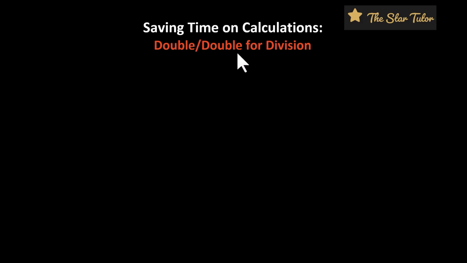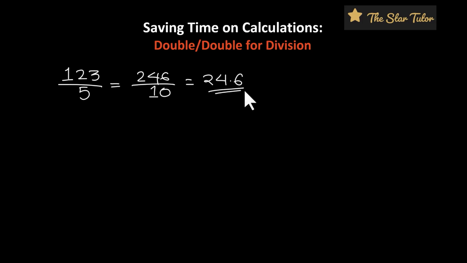Next is double for division. Let's say you want to divide any random number such as 123 by 5. When we multiply two numbers, we could double one and halve the other, but when we divide, we must do the same operation on the numerator and the denominator. So we can double both, that's 246 over 10. That's simply 24.6, because when you divide by 10, you just move the decimal one place to the left.